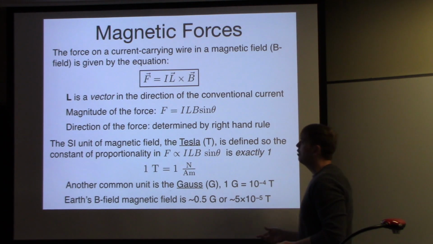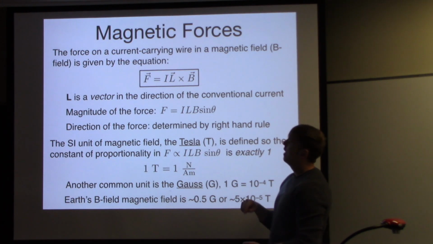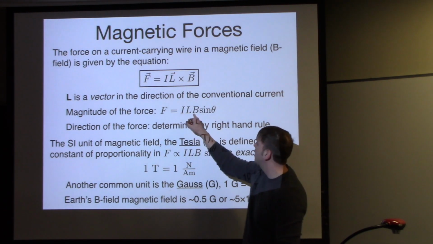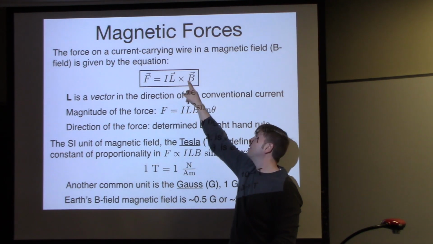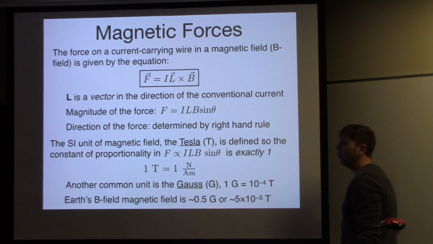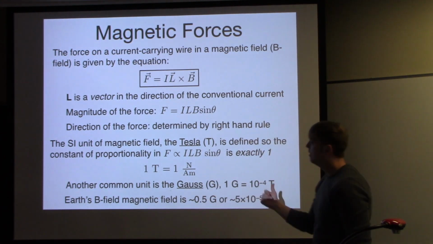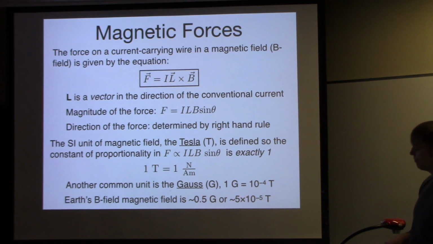And like any other cross product, we can think about the magnitude of the cross product and the direction of the cross product. So the magnitude of the force is going to be I L B sine theta, where theta is the angle between the current and my B field. If I want to know which direction this wire is going to feel a force in, then I'm going to have to use the right-hand rule, because that's how cross products work.